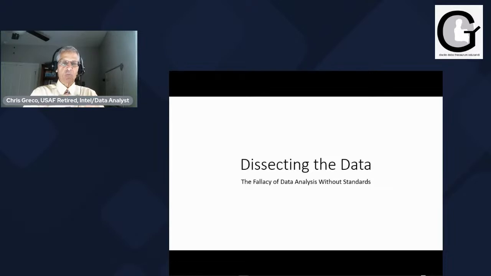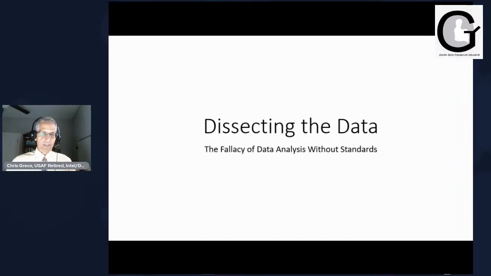And that is what most of the media reports on. They basically make their own requirements, or they state something in the headline that you think is a requirement, but in actuality is just basically clickbait. So that's what we're going to talk about today, and that's hopefully what we're going to see within this data. So, dissecting the data, the fallacy of data analysis without standards.